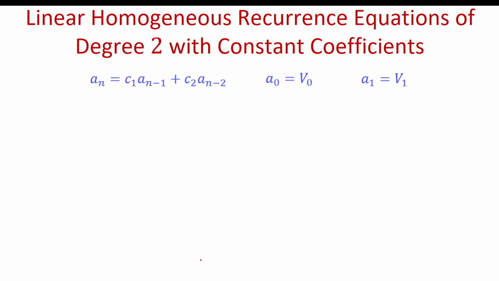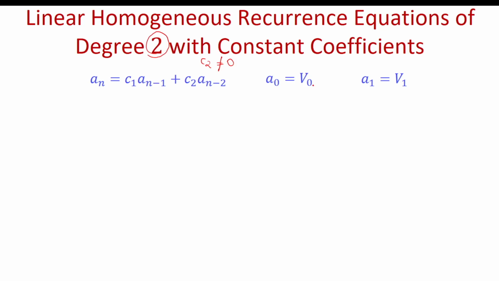So I will first demonstrate the process, assuming that we have a linear homogeneous recurrence equation of degree 2. Okay, when I say degree 2, that means the nth term of that infinite sequence, which I'm interested to find out, depends upon the previous two terms. Namely, it depends on a of n minus 1 and a of n minus 2, where c2 will be not 0. c1 can be 0, but c2 definitely cannot be 0.